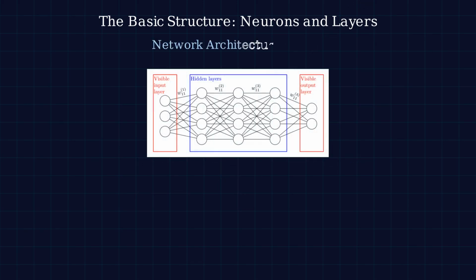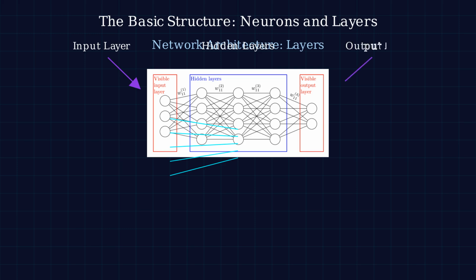Neural networks are organized into layers. A typical network consists of an input layer, one or more hidden layers, and an output layer. The input layer receives the initial data, such as pixels of an image or features of a dataset. Hidden layers perform the actual computations. Each neuron in these layers processes information from the previous layer. The output layer produces the final result, whether it's a classification, prediction, or any other form of output.